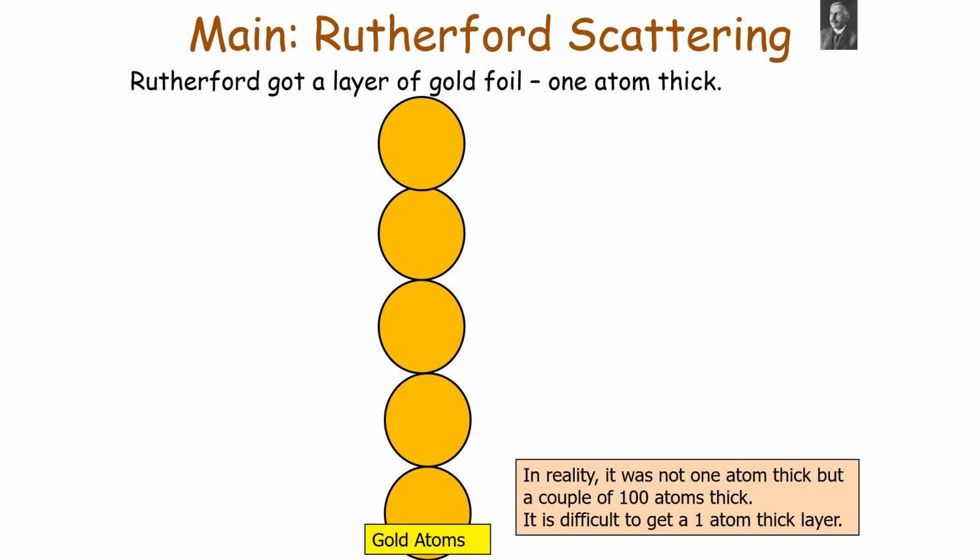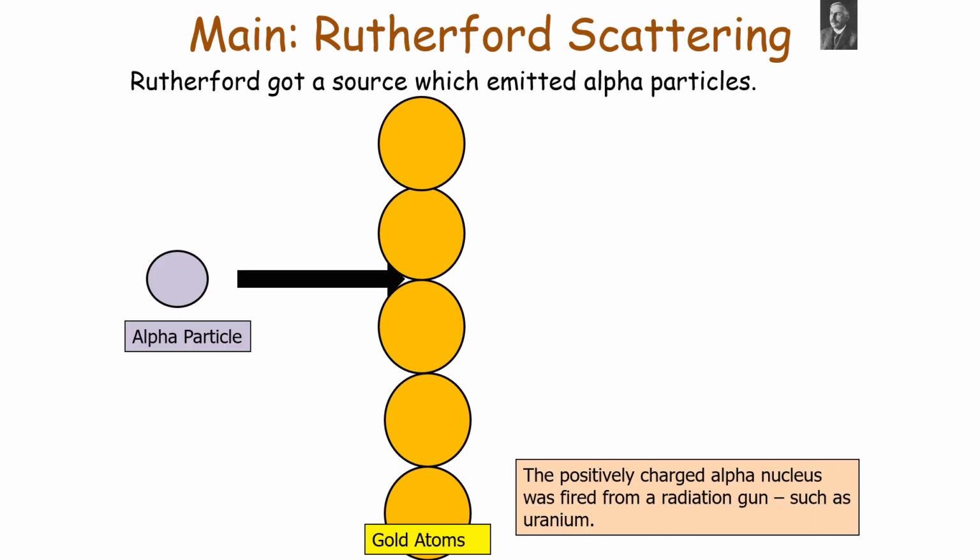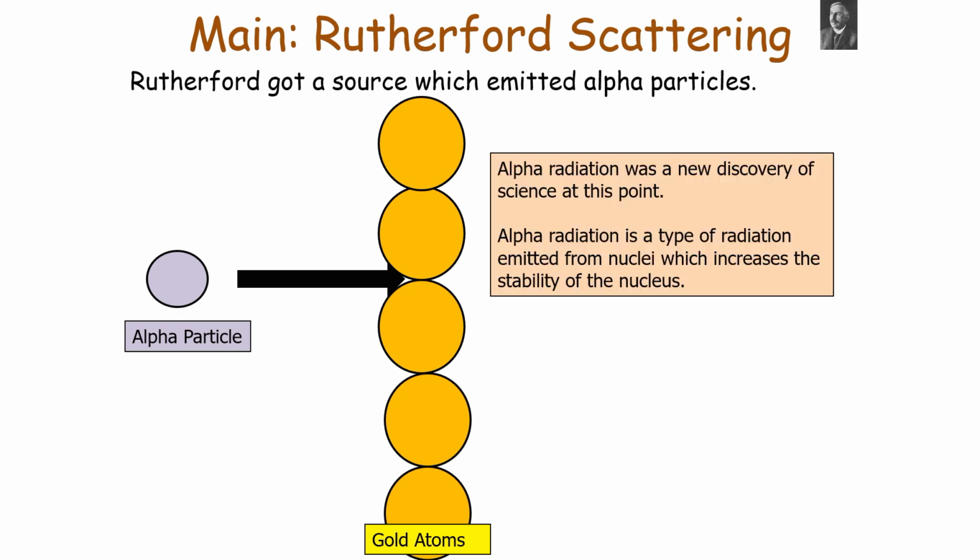Rutherford got a layer of gold foil 1 atom thick. Now in reality it wasn't 1 atom thick, but a couple of hundred atoms thick, because it's very difficult to make a layer 1 atom thick. Then Rutherford got a source which emitted alpha particles. The positively charged alpha nucleus was fired from a radiation source such as uranium. At this point, alpha radiation was a new discovery of science. Alpha radiation is a type of radiation emitted from the nucleus which increases the stability of the nucleus.